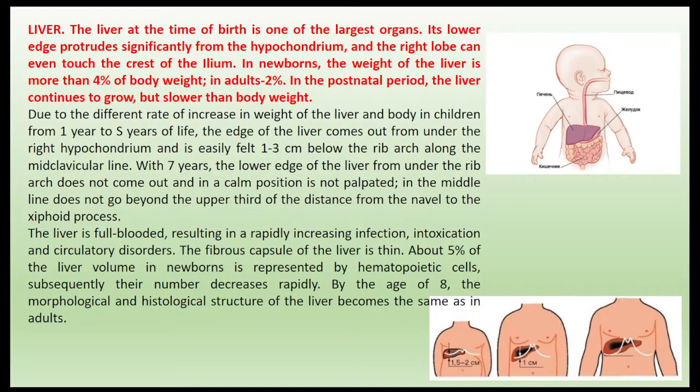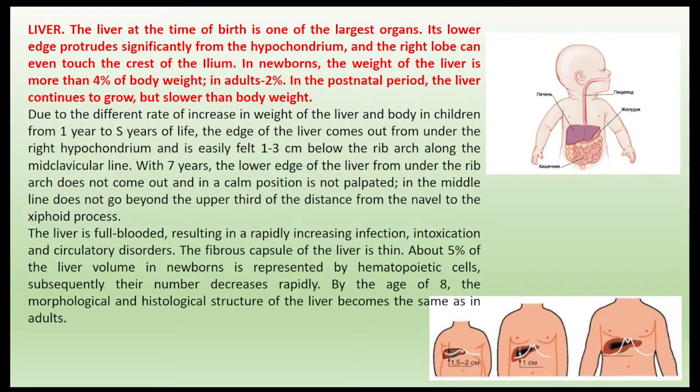The fibrous capsule of the liver is thin. About 5% of liver volume in a newborn is represented by hemopoietic cells. Hemopoiesis is present just after birth in the liver.